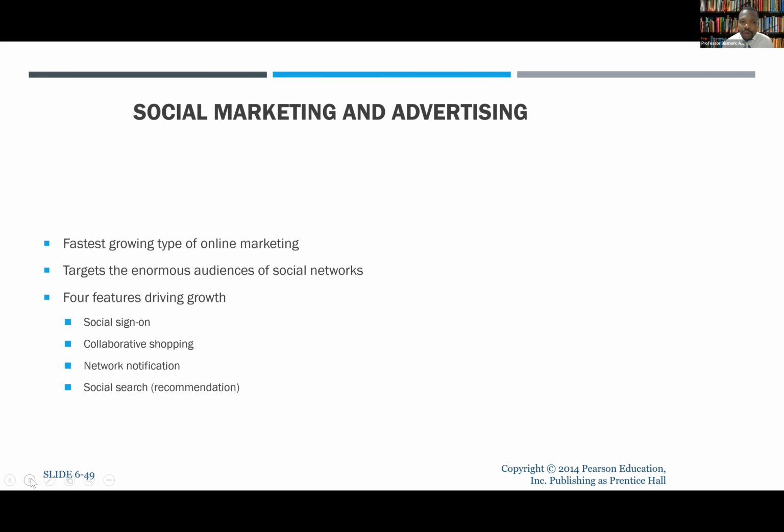Social marketing and advertising. Fastest growing type online, targeting an enormous audience in social networks. Four features driving the growth: social sign-on, so using social media platforms as a single sign-on, collaborative shopping, network notification, and social search recommendation.